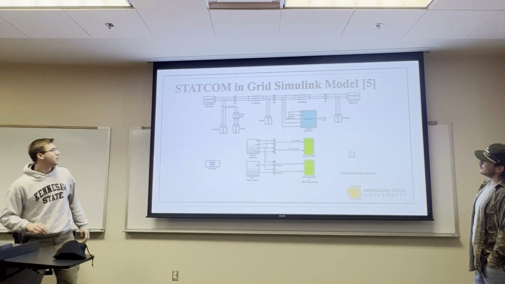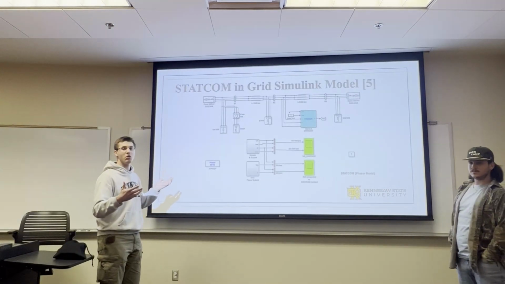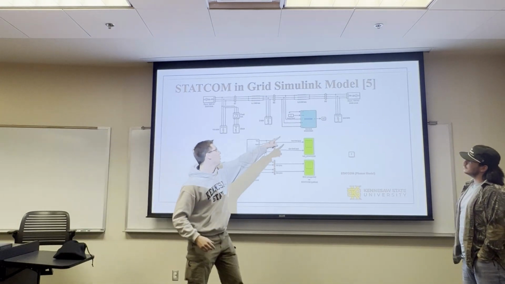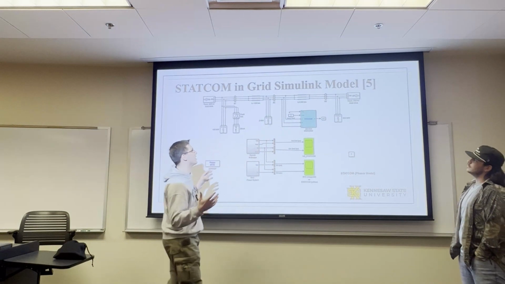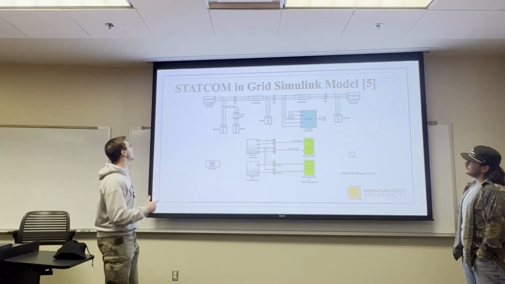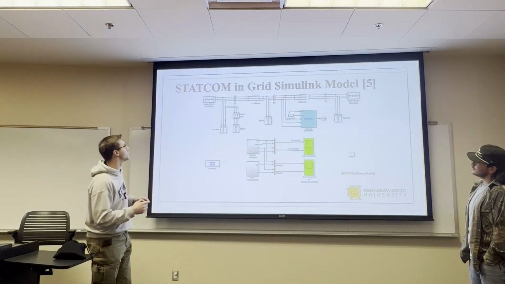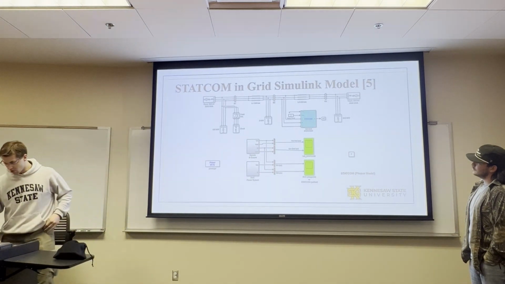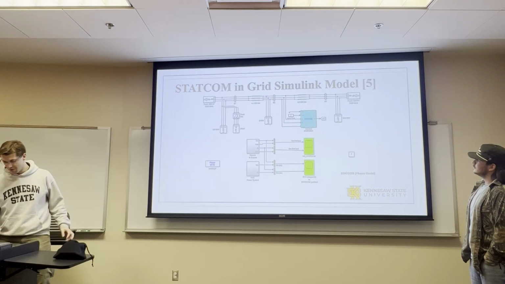Now, this is a model of a STATCOM within a whole grid system. So we have the STATCOM over here connected as a shunt with the whole grid. This is a 60 Hertz, 500 kV grid like you'd find very commonly in the United States. So that's just showing how it would be implemented.